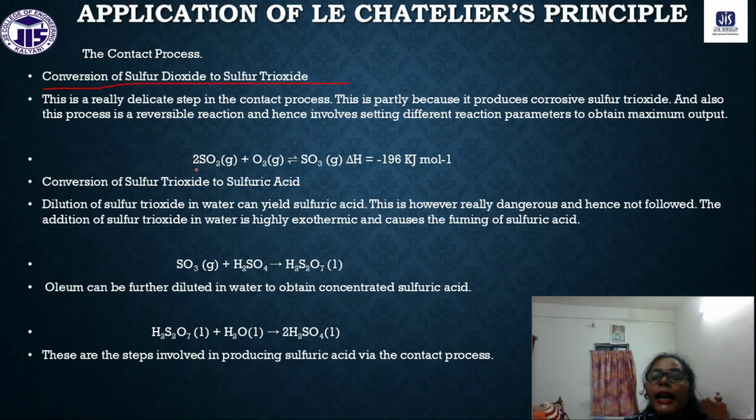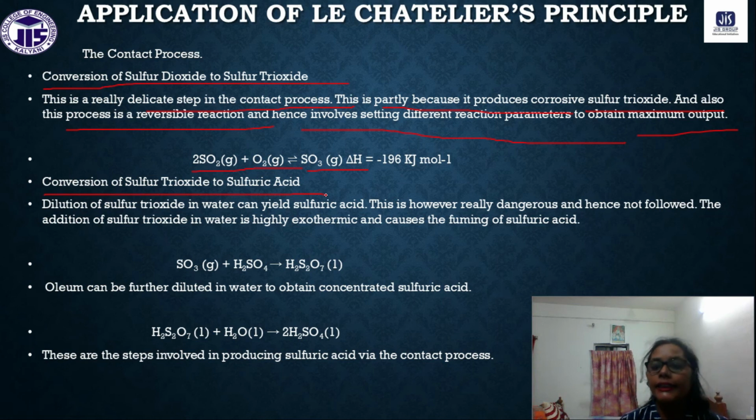Next is conversion of sulfur dioxide to sulfur trioxide. Whatever sulfur dioxide is formed reacts again with oxygen and forms sulfur trioxide. This is a really delicate step in the contact process, partly because it produces corrosive sulfur trioxide, and also because this is a reversible reaction, hence it involves setting different reaction parameters to obtain the maximum sulfur trioxide molecules.